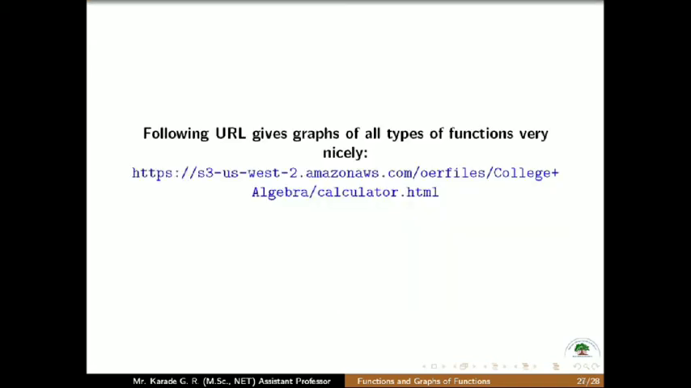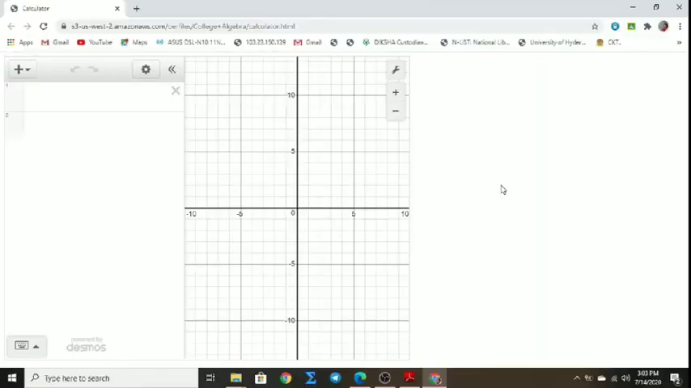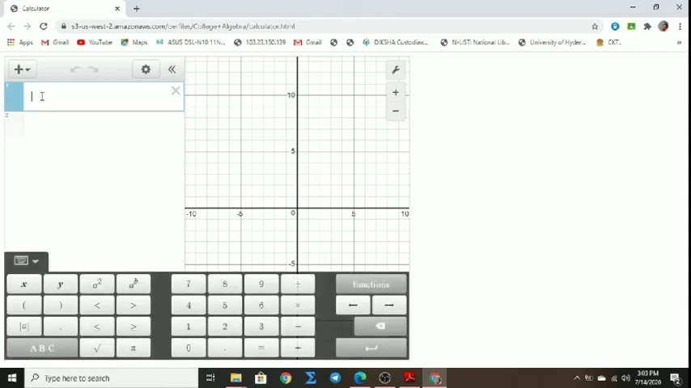Now finally, the following URL gives graphs of all types of functions very nicely. If we go to the internet and click on this website, we can open the web page where we can plot all types of graphs. We will take one demo here of the interface of this website and web page. So see here, this is the first number, and here we have to add the function.